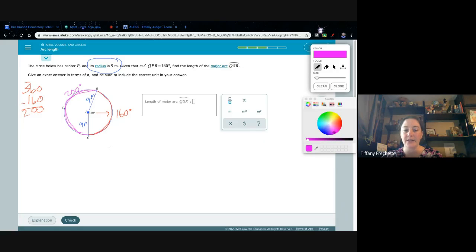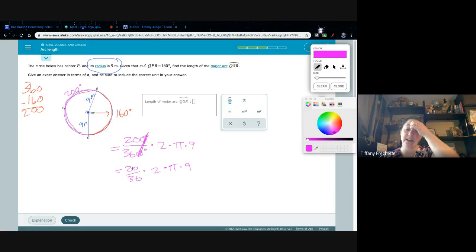So now I can go my length equals 200, which is my arc degree, divided by 360 degrees, times 2 times pi times radius, which is 9. All right, so now, again, immediately if they end in zeros, I can cross those off, the same thing as dividing by 10. So now I have 20 over 36 times 2 times pi times 9.